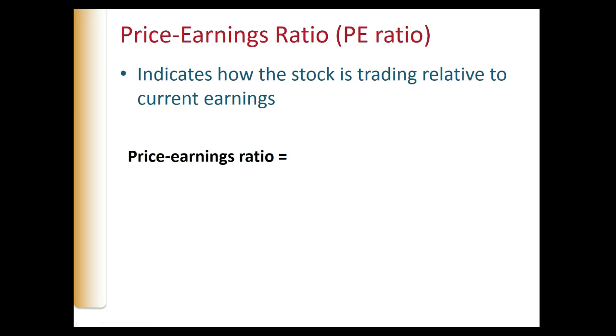Another measure widely used by analysts is the price-earnings ratio, also known as the PE ratio. It indicates how the stock is trading relative to current earnings. We calculate the PE ratio as the stock price divided by earnings per share so that both stock price and earnings are expressed on a per share basis. Price-earnings ratios commonly are in the range of 15 to 20. A high PE ratio indicates that the market has high hopes for a company's stock and has bid up the price.